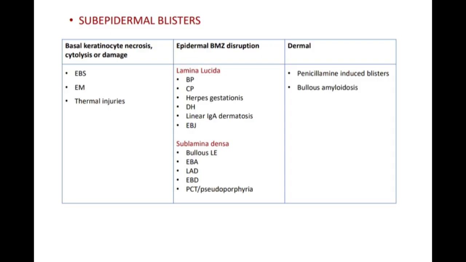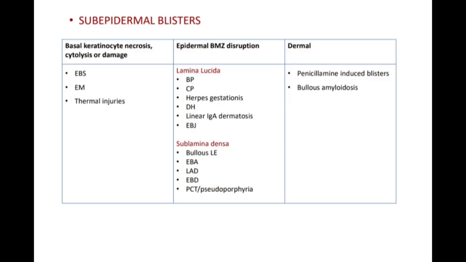At lamina lucida, it includes bullous pemphigoid, cicatricial pemphigoid, herpes gestationis, dermatitis herpetiformis, linear IgA dermatosis, epidermolysis bullosa junctionalis. And at the level of sublamina densa, it includes bullous LE, epidermolysis bullosa acquisita, linear IgA dermatosis, epidermolysis bullosa dystrophica, porphyria cutanea tarda, or pseudoporphyria. And coming to dermal level of split, it may be iatrogenic induced by penicillamine or bullous amyloidosis.